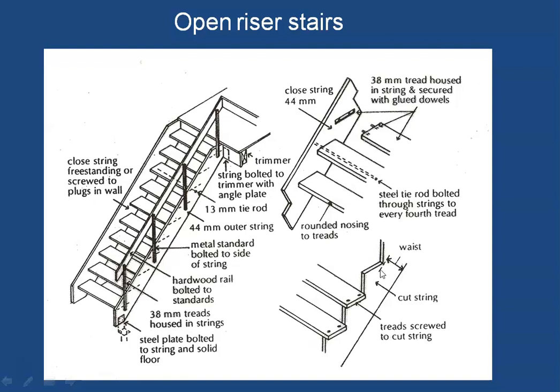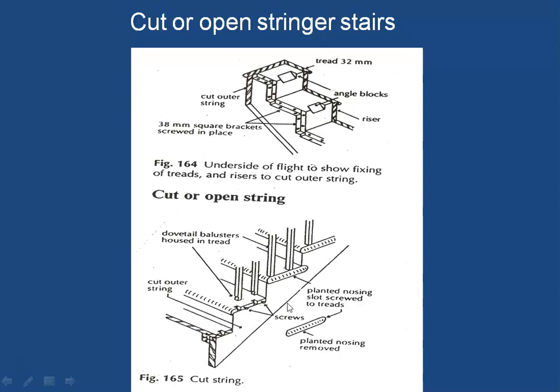So these are called cut stringer stairs, where the stringer is not in the form of two parallel lines, but is actually following the profile of the stair. So this is called a cut stringer stair. Here also you will see the cut stringer stair. So the stringer is cut to form the tread riser combination.